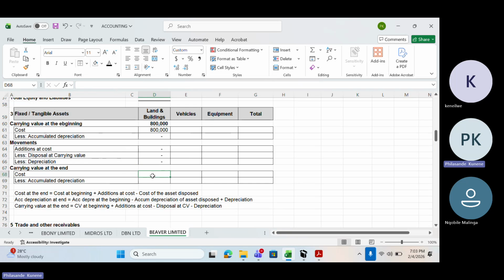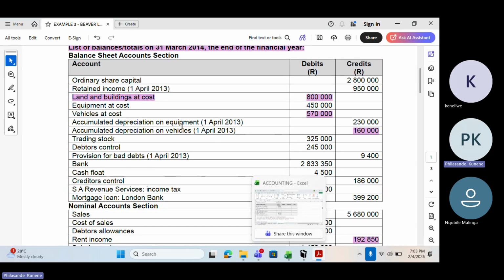Then I'm going to have the same cost at the end, which is going to be 800,000 rands, and then minus accumulated depreciation, which is going to be 0. Then my carrying value at the end is going to be cost minus accumulated depreciation, which is 800,000. It remains as 800,000. Okay. Then now let's go to vehicles.